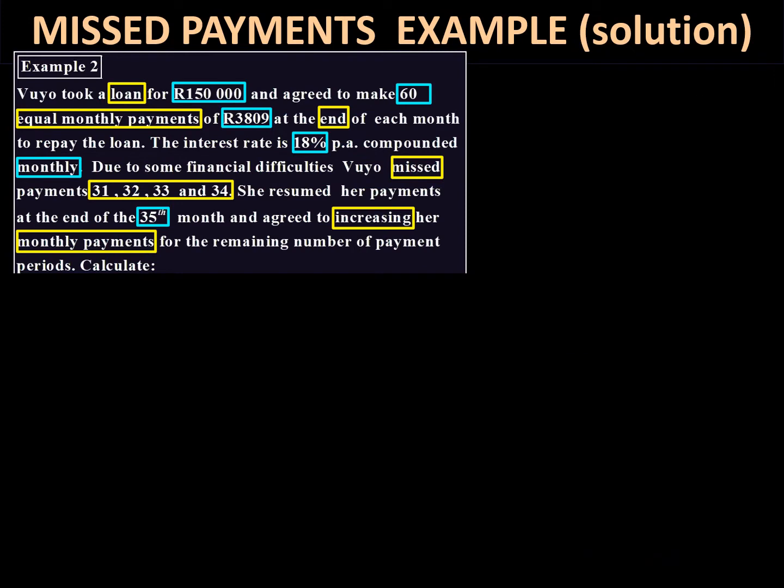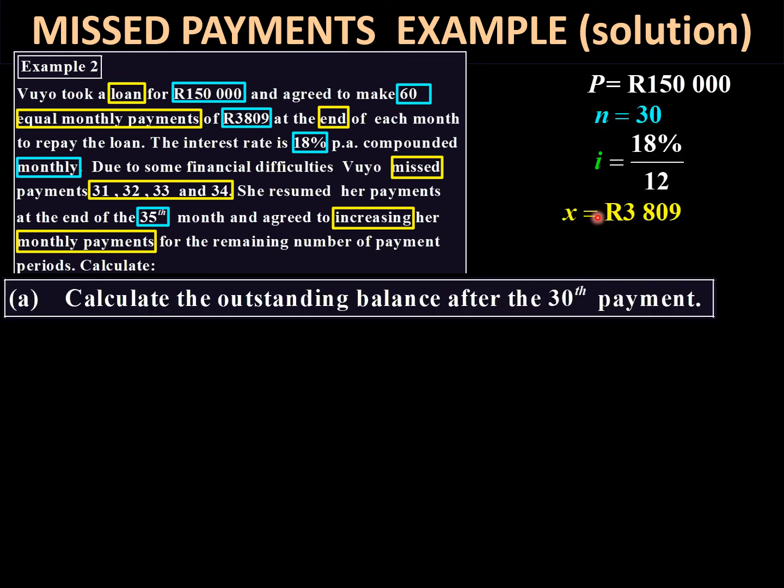Let's look at the first question. So there we've got our information again for us to refer to in case we need that. These are the values that we extracted from the given information. So we want to calculate the outstanding balance. How do we work out outstanding balance? After the 30th payment, because the 30th was the last time she paid. And then the money is going to start growing. So we want to first of all know what was the balance after she made the 30th payment.